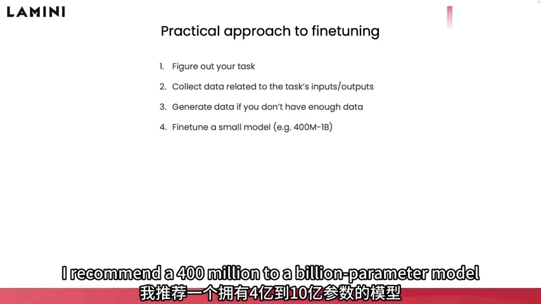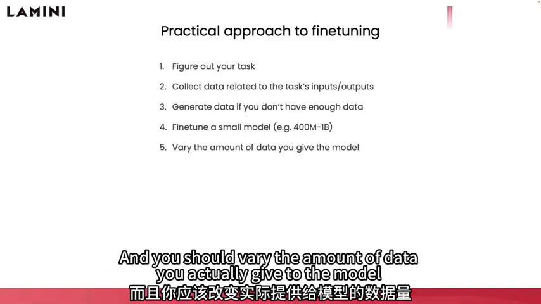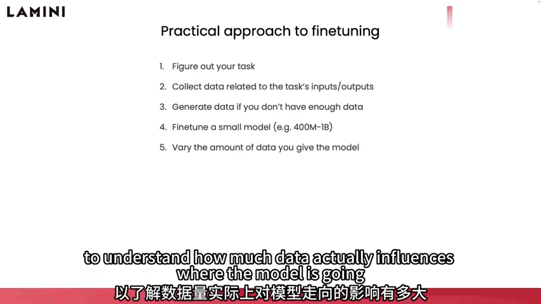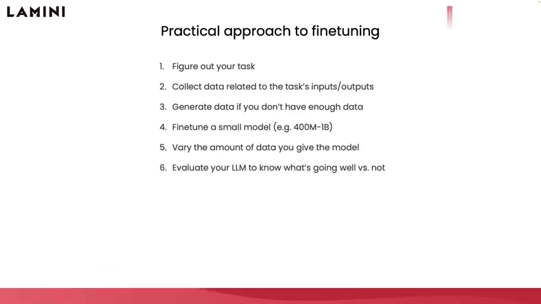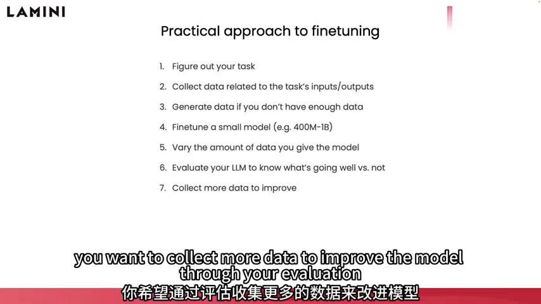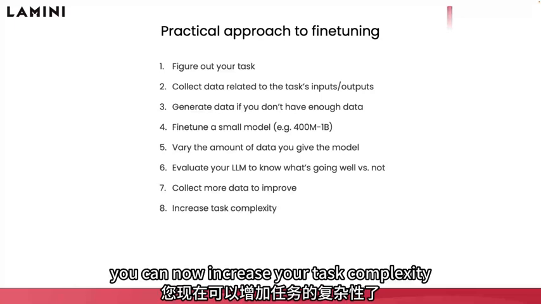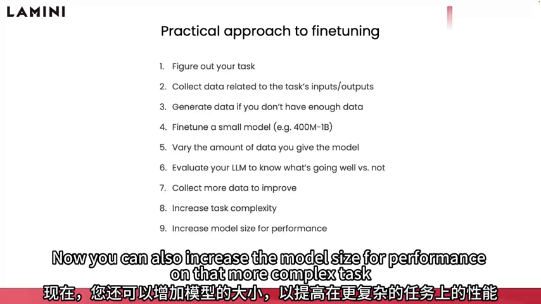I recommend a 400 million to a billion parameter model just to get a sense of where the performance is at with this model. And you should vary the amount of data you actually give to the model to understand how much data actually influences where the model is going. And then you can evaluate your model to see what's going well or not. And finally, you want to collect more data to improve the model through your evaluation. Now from there, you can increase your task complexity, so you can make it much harder, and then you can also increase the model size for performance on that more complex task.